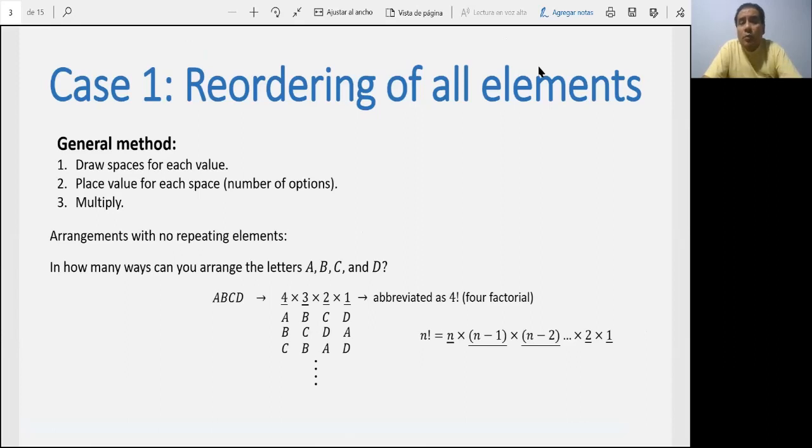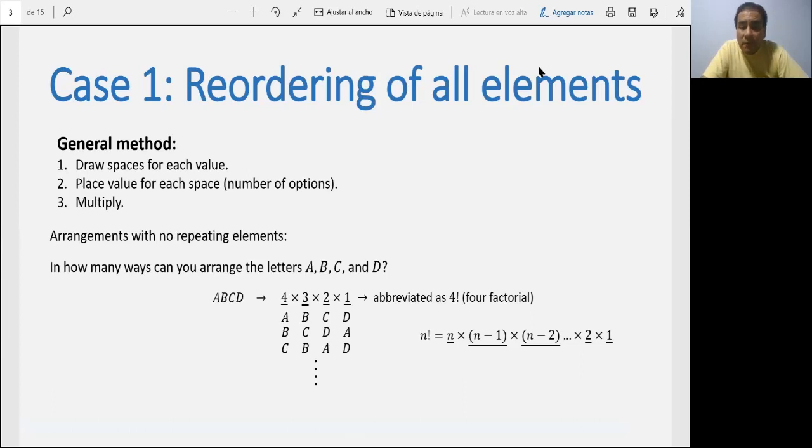The first case is what we call rearrangement or reordering of all elements. In this general method, we're going to draw spaces for each value we want to rearrange. Next, we're placing a value for each space that represents the number of options you have to count those individual spaces. And finally, you multiply all the different number of options. For example, in how many ways can you arrange the letters A, B, C, and D?